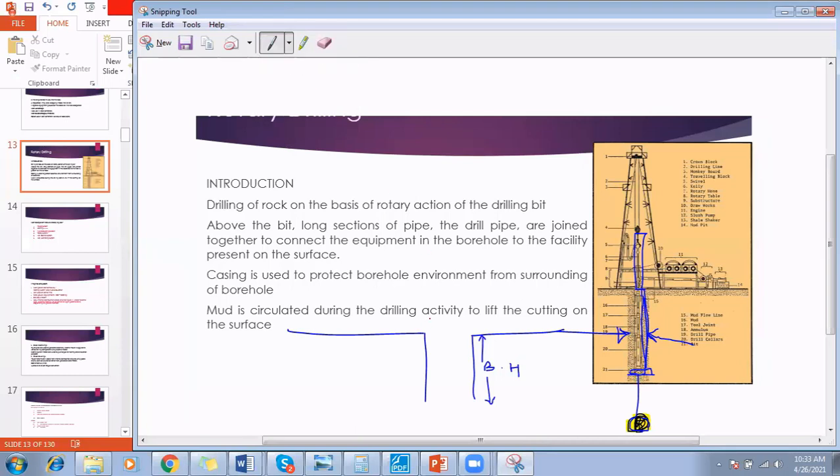So after drilling the borehole, you will insert a pipe. After inserting the pipe, you have to add cement here. The cement will move from the center of the drilling pipe, the center of the casing, up to the bottom, and then it will move upward through the annulus.